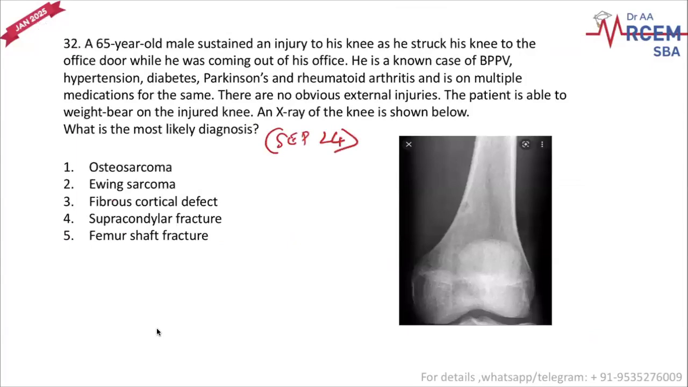A 65 years old male sustained an injury to the knee as he struck his knee into the office door while he was coming out of the office. He is a known case of BPPV and multiple comorbidities are present and he's on multiple drugs. The patient is able to weight bear on the knee joint. X-ray of the knee is shown below. What's the most likely diagnosis? Anyone? What's the most likely diagnosis?